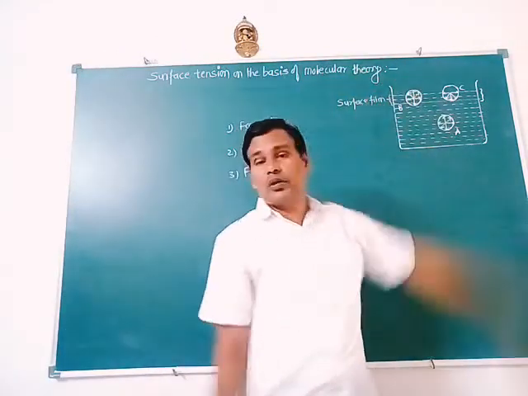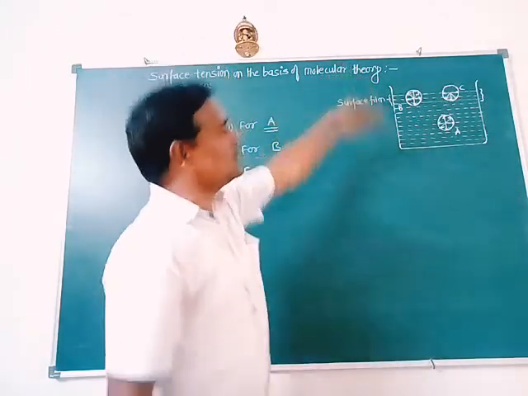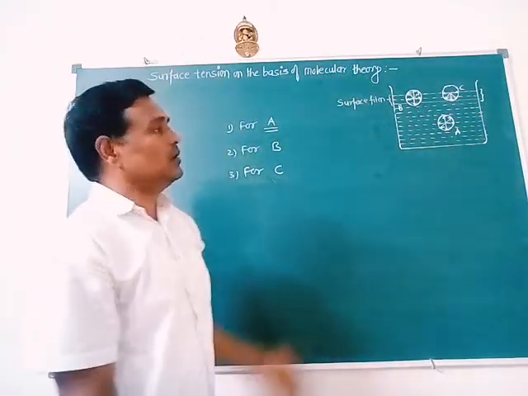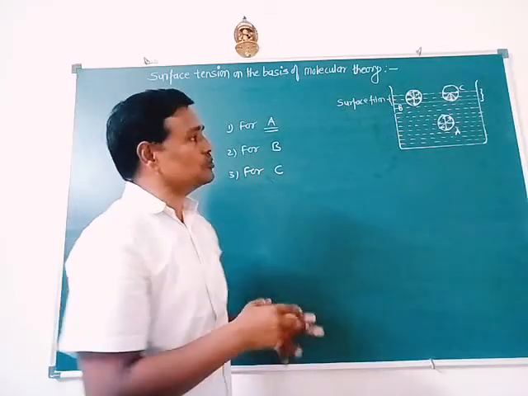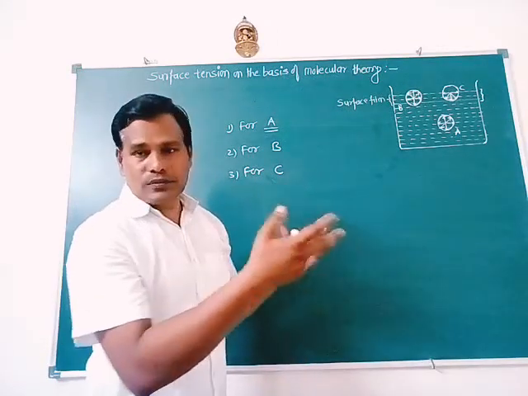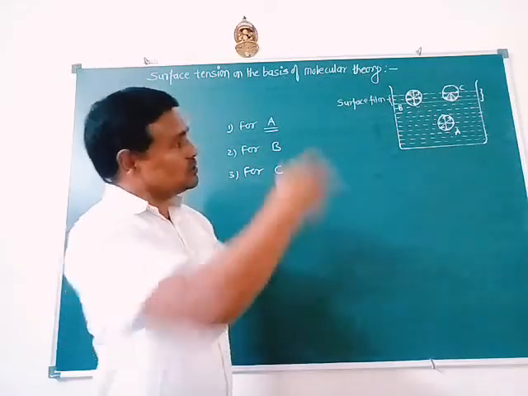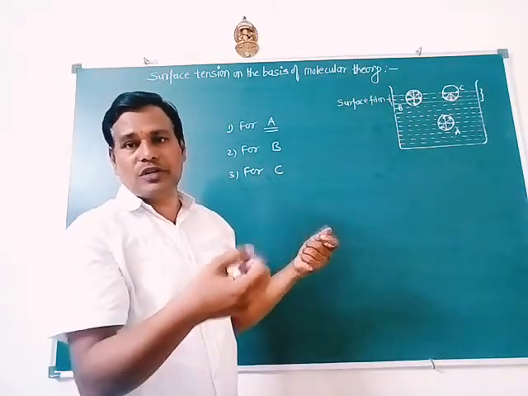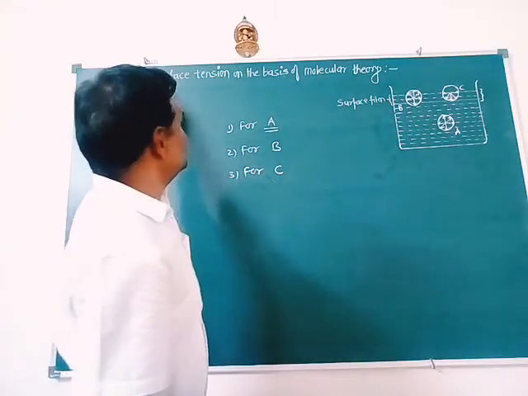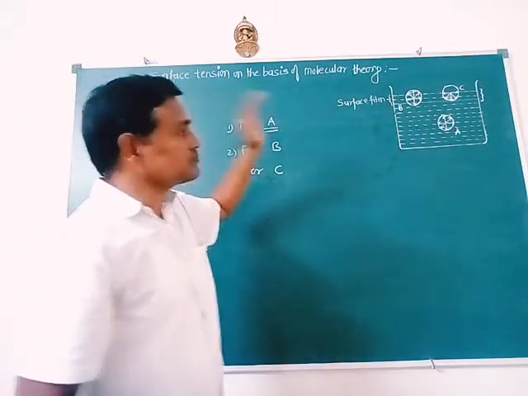So, the concluding part here: all the molecules in the upper layer, that is the surface film, experience a force in the downward direction, that is the cohesive force. Due to this force of attraction in the downward direction, the film behaves as if it is a stretched membrane under a tension, and that tension is called surface tension.